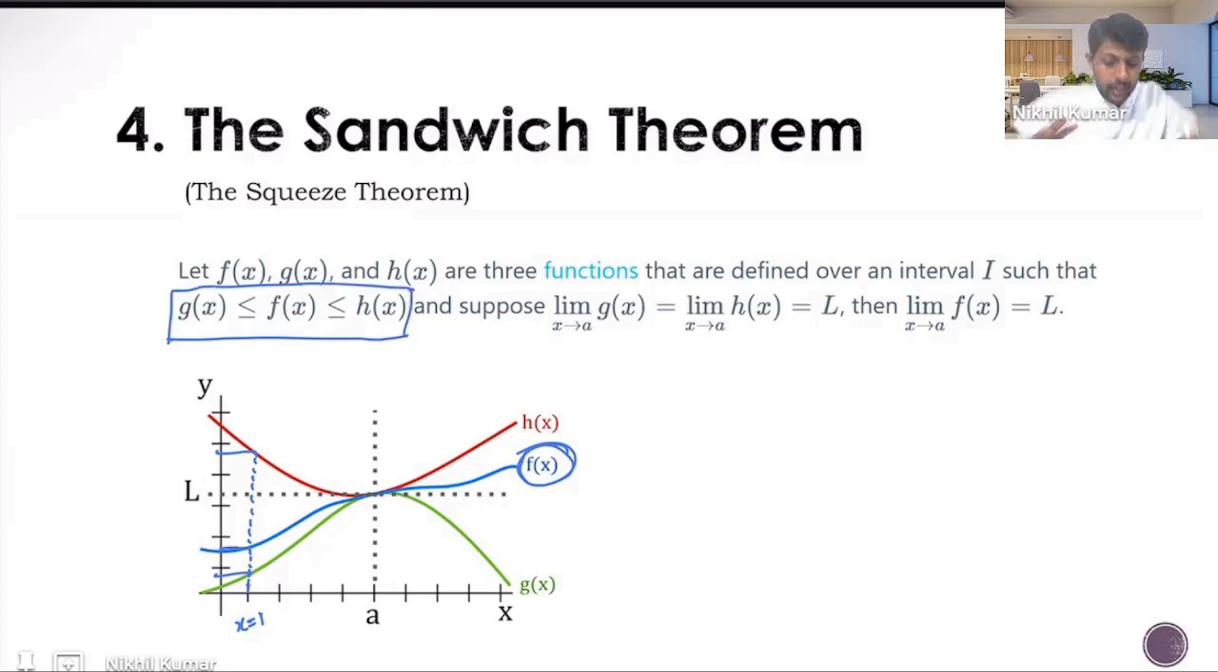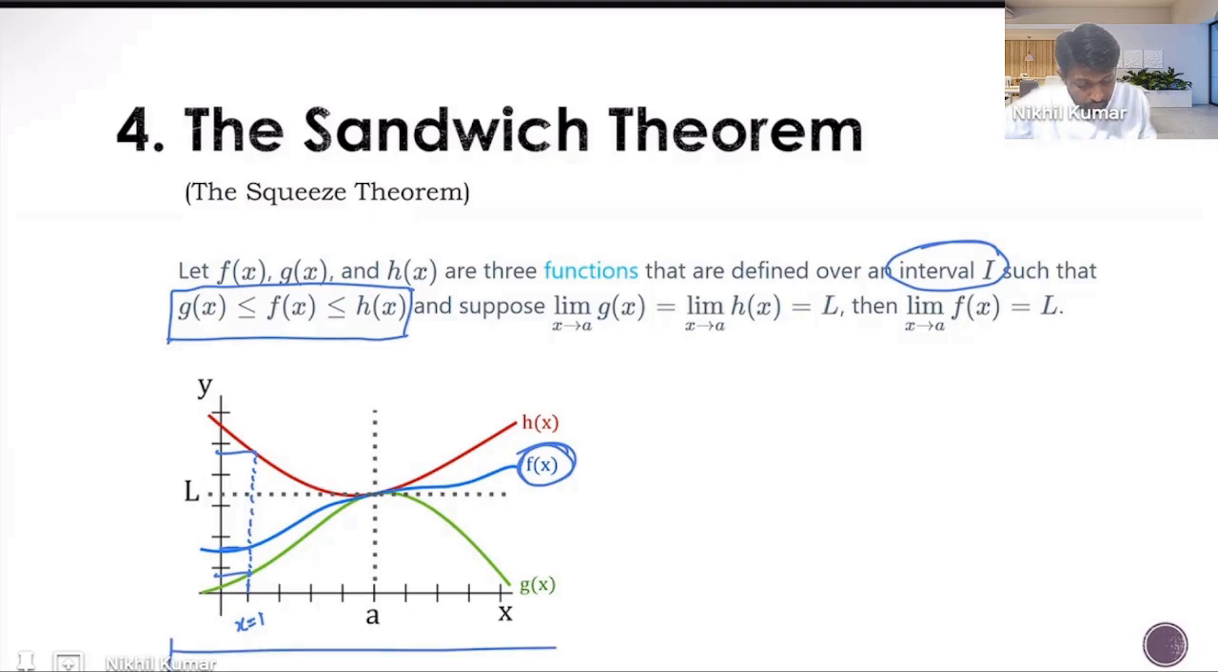So for whatever interval I, we've defined these three functions. Let's say this entire interval is the interval I. This is the domain of the three functions. Now, in this entire domain, f of x's value always lies between h of x and g of x's value. Sometimes they may be equal as well, and that's why we have this equality sign here. Okay, so g of x is less than or equal to f of x and f of x is less than or equal to h of x.